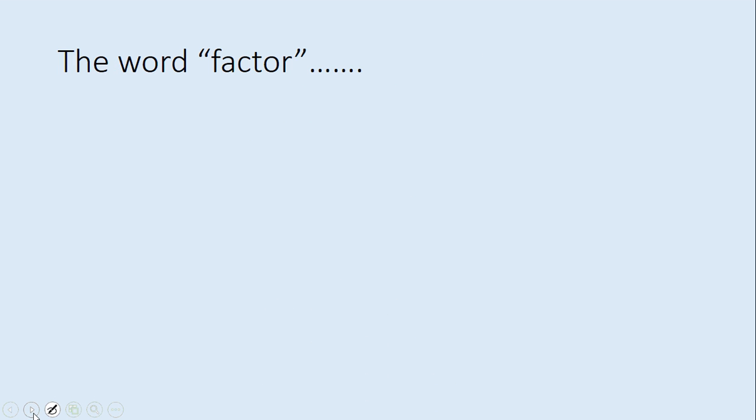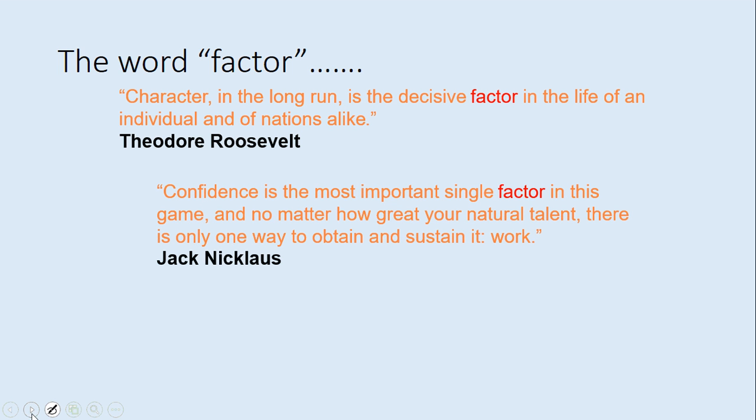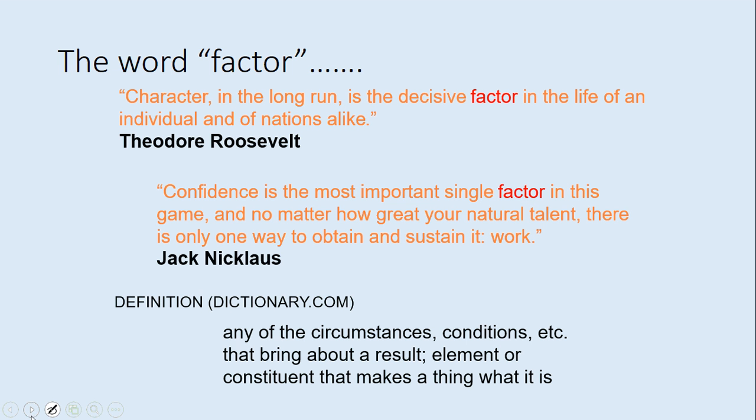So the word factor, let's take a brief look at what that looks like in many different contexts. Many people quote the word factor quite often. Character in the long run is the decisive factor in the life of an individual and nations alike. Theodore Roosevelt said that. And confidence being a factor from Jack Nicklaus, the golfer. Now, what about the dictionary? Dictionary.com talks about it being an element or a constituent, what makes a thing what it is. So it's a part that makes up a whole, if you will.